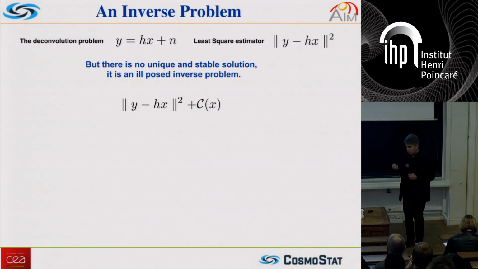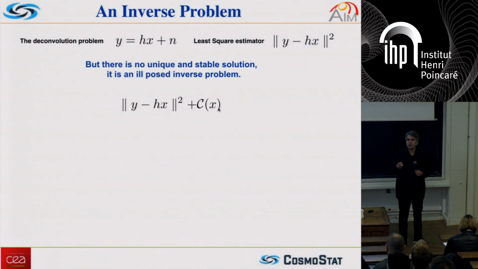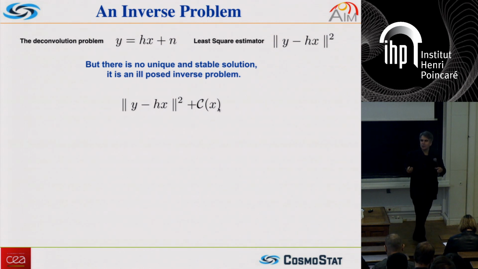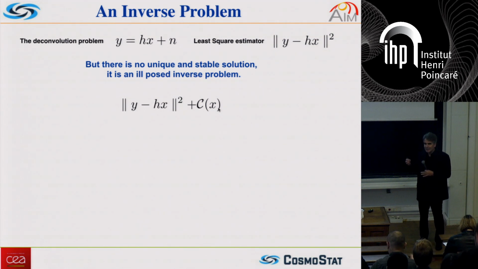Regularization means you add some constraint on the solution, and this constraint will ensure that you have one unique and stable solution, and depending on the constraint, you have a different solution. So the quality of your solution will be highly dependent on the constraint you plug into your system.